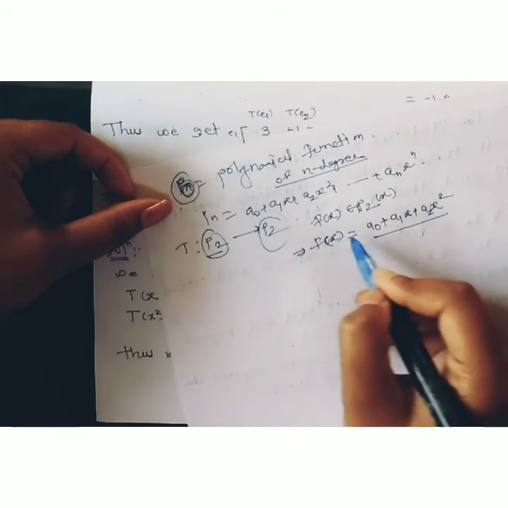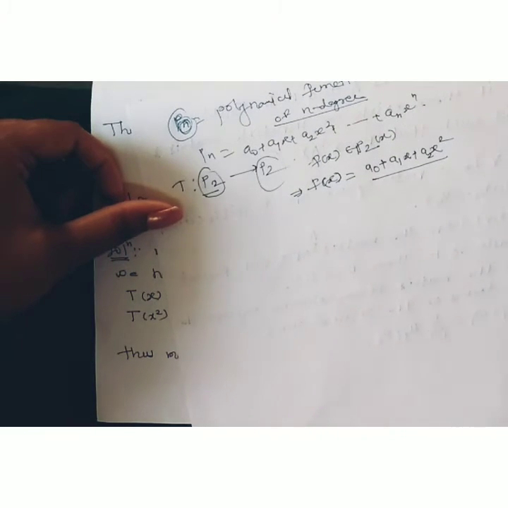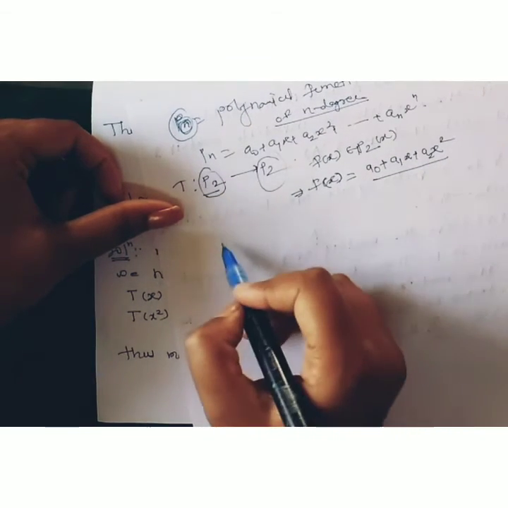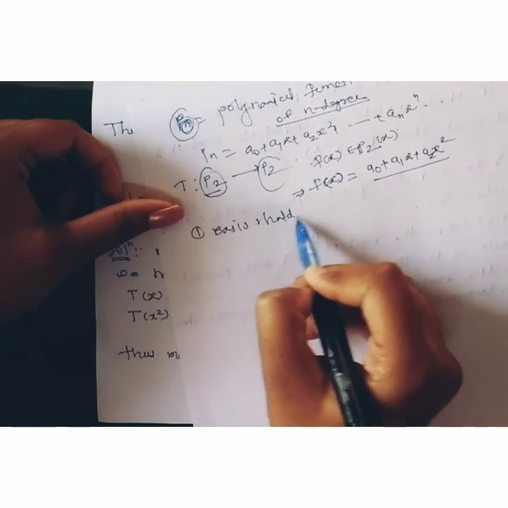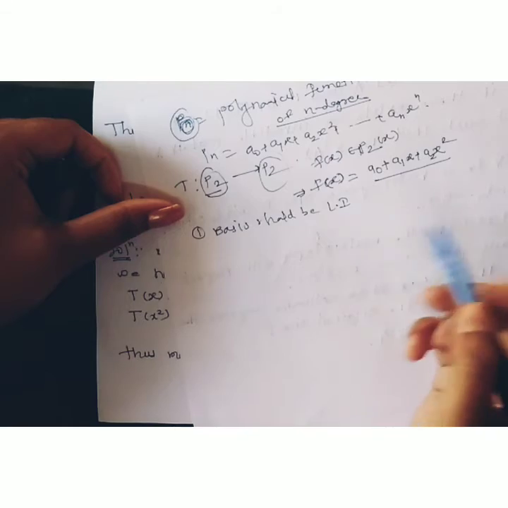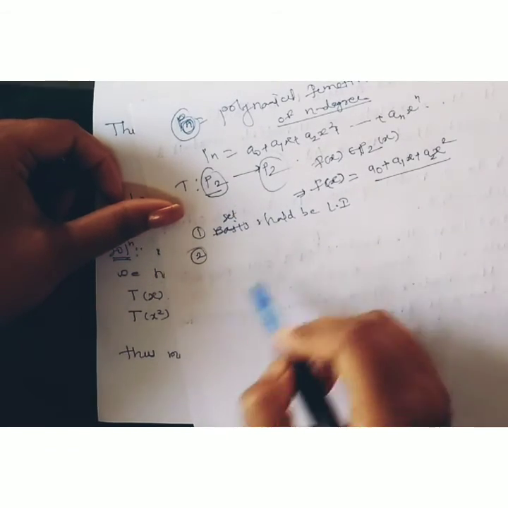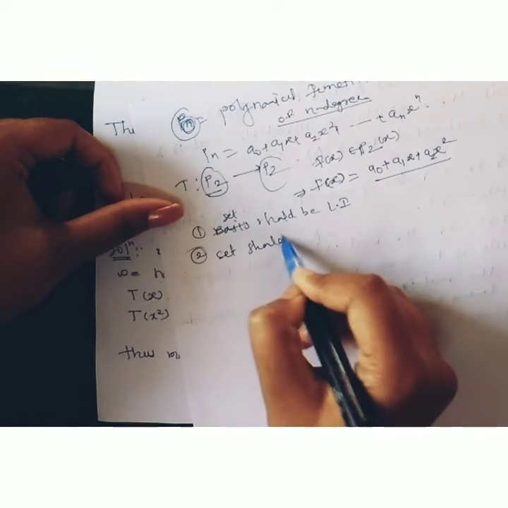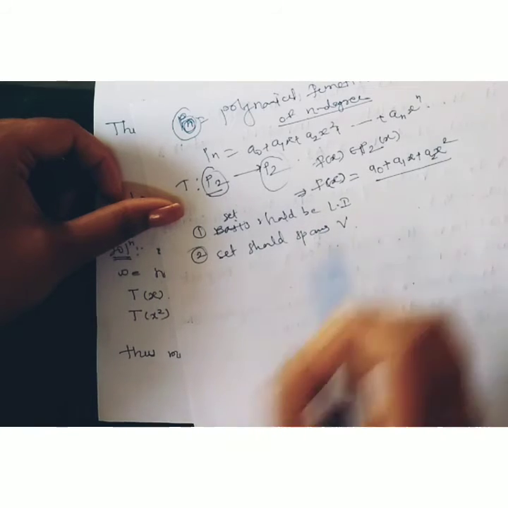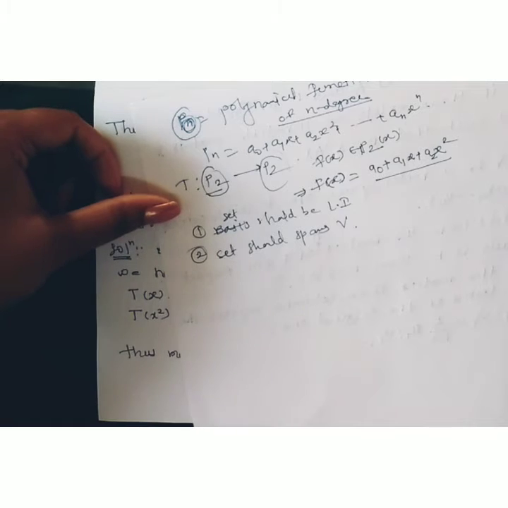Now for finding the transformation matrix, first of all we have to find the basis for the P2. So which are the basis for the P2? For finding the basis, first of all the set should be linearly independent. This is the first condition, and the second condition is what? The set should span V. Okay, the set should span the set V, therefore this is nothing but the basis.